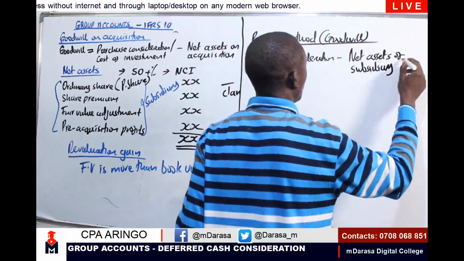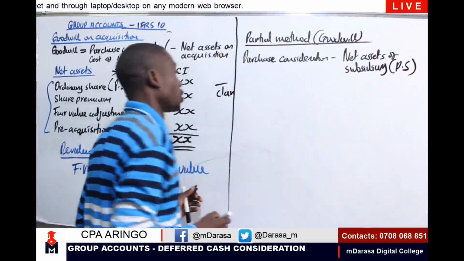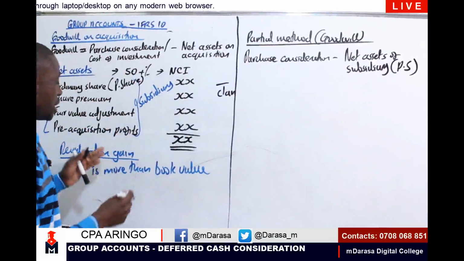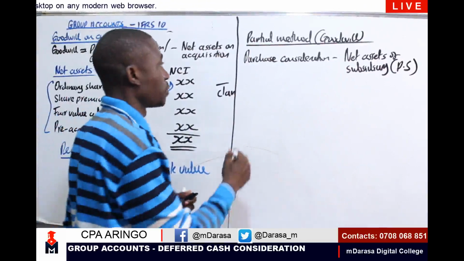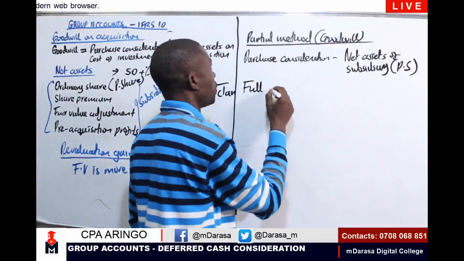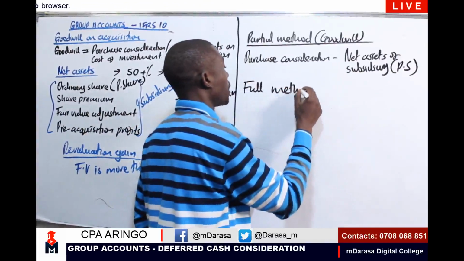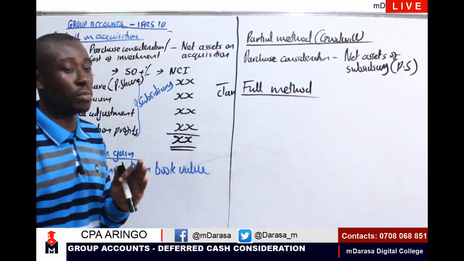Of course, you're talking of what? Group, or rather parent share only. PS, parent share. And basically, these are our net assets, right? Then, when I'm talking about the aspect to do with the full method, for full method, this is what I'll be having, and you must always be having this at the back of your mind, right?